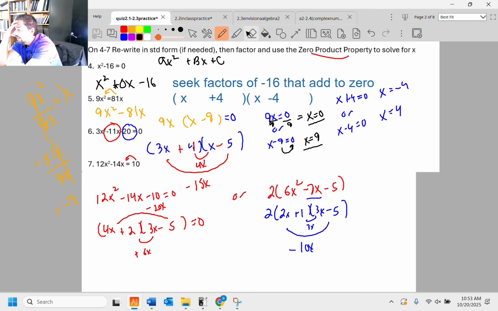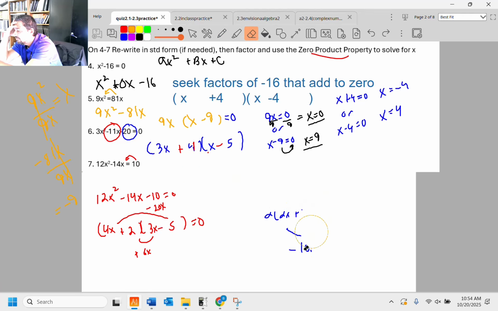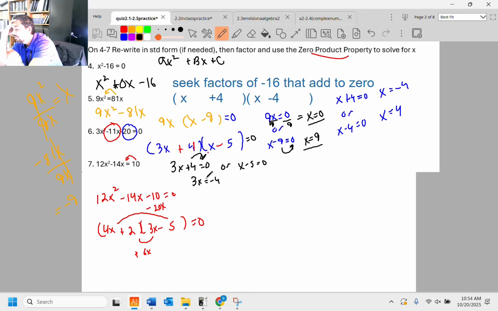All right, what am I looking at now? I'm looking at 3x plus 4 times x minus 5. Just use your zero product property. 3x plus 4 is 0, or x minus 5 is 0. We're going to subtract 4 from both sides. 3x is negative 4. Divide by 3. x is negative 4/3. We're just going to add 5 to both sides. x is 5. And it didn't matter down here which one of the ones you did. They both would yield the same result.